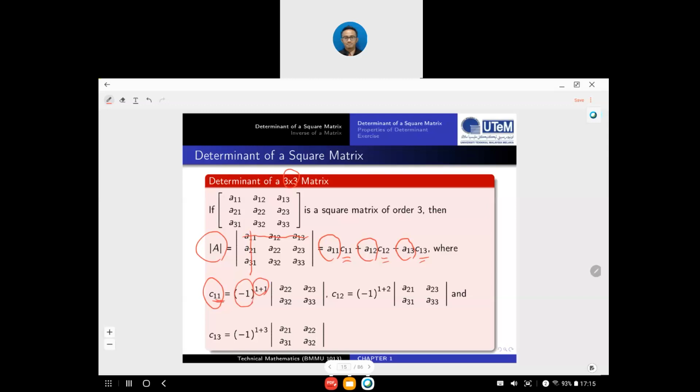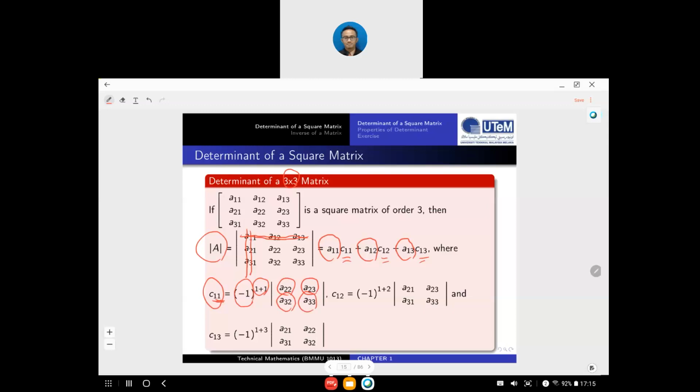First row, first column. So, that's why we put 1 plus 1. And then, because it is first row, first column, the items inside, we will take the rest that you did not cross out. So it becomes A22, A23, A32, and A33. That one is for cofactor 1, 1.